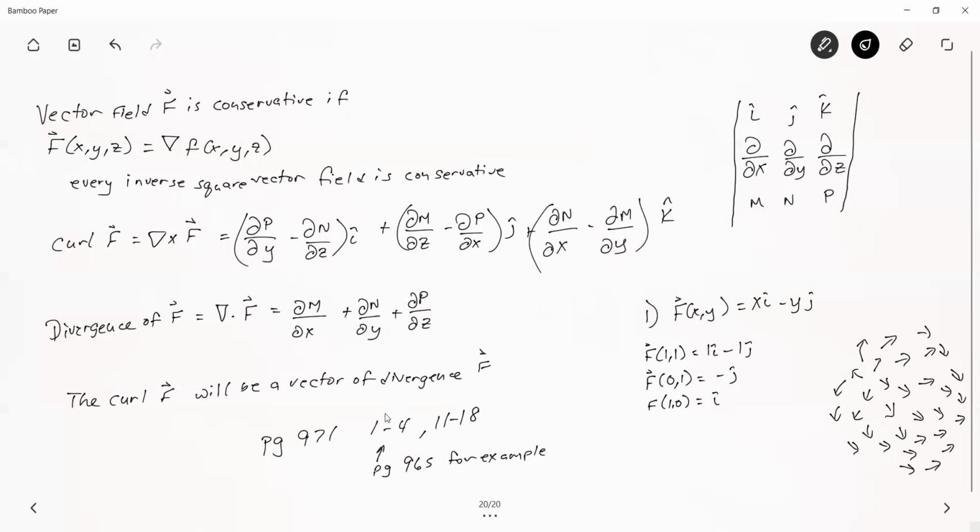So good luck, but again, you're going to need graph paper for these. So graph paper for these problems, okay? All right, there we go.